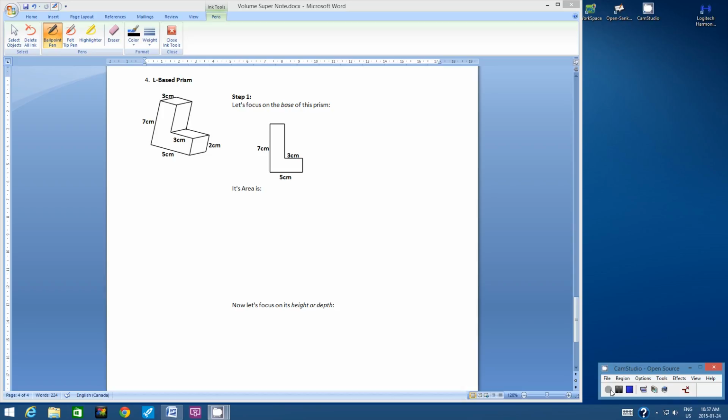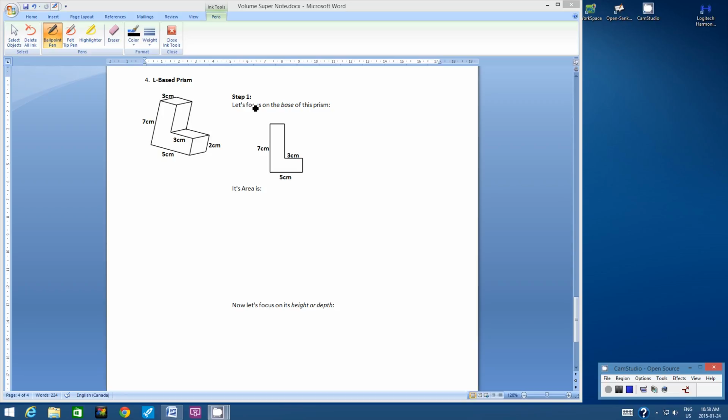So there's something you should know about L-based prisms, or any prism that is constructed out of a composite shape. There is no formula for volume. So knowing that, that rules out method 2. So we can only find the volume of these types of prisms using method 1.